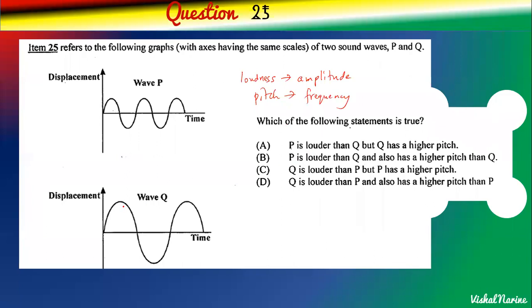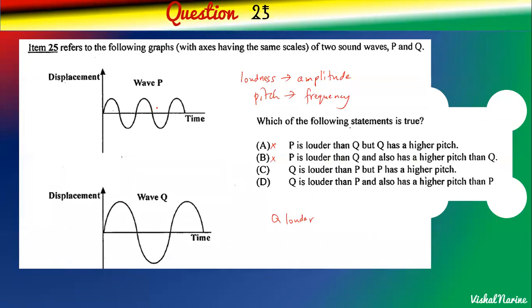So out of these two here, let's look at amplitude first. You can see that Q has a higher amplitude than P. So Q is louder. So from that, we can take out A and B. So the next part we have to look at which one has a higher pitch, meaning which one has a greater frequency. So frequency has to do with the amount of waves per second or per any unit time.